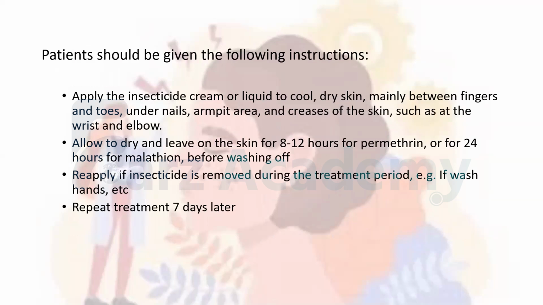Patients should be given proper instructions as to how to use the creams and how to prevent spreading of the infection. So the cream has to be applied to cool, dry skin, mainly between the fingers and the toes, under the nails, the armpit areas, and creases of the skin where there's excess sweat accumulation. All right. Also, it has to be allowed to dry and it has to be left on the skin for at least 8 to 12 hours for permethrin and for at least 24 hours for malathion. Okay, after which it has to be washed off. And reapplication of the insecticide if it has been removed during the treatment period, that is, if they have washed their hands or something. Okay, the treatment is again repeated after 7 days.